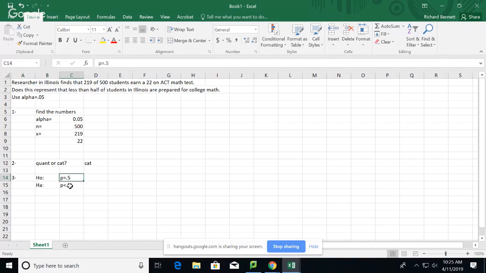Okay, so if P is 0.5, we probably need a P hat, right? That might have been useful back here. What would P hat be? How did you get that? 219 divided by 500. Okay, that makes sense? Lindsay? Does now. All right, so now, step number 4.